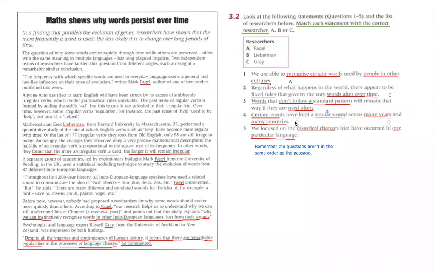Number 4. So keywords we can look for are similar sound, many years, many countries. So you can quickly scan for any passage that talks about sound. Okay, we can see some mention of sound here. Duo, duo, duex, dos. Okay, these are sounds. They're words, but they're looking at sounds of words. And then it talks about many years. Okay, an 8,000-year history, many countries, Indo-European language speakers. And then here it gives us our answer, and used a related sound to communicate the idea of two. All right, so A is correct here.